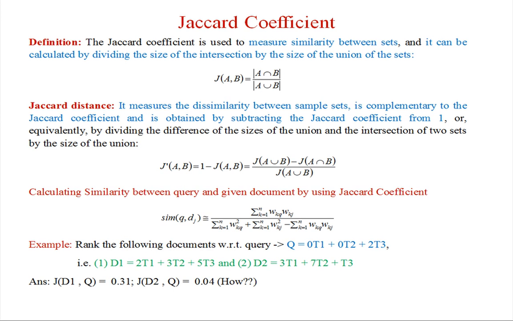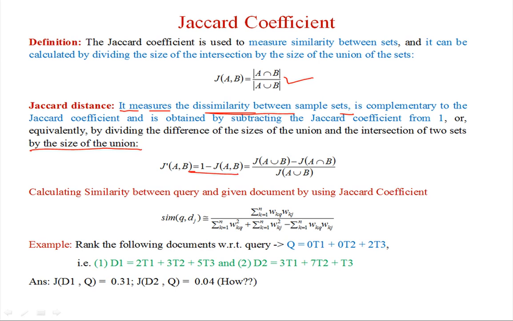Now another similarity measure is the Jaccard coefficient. The Jaccard coefficient is used to measure the similarity between sets, and it can be calculated by dividing the size of the intersection by the size of the union of the sets. It is very simple. Now the other thing is Jaccard distance. Jaccard distance is just 1 minus Jaccard coefficient. Actually, the value of the Jaccard coefficient ranges from 0 to 1. Jaccard distance measures the dissimilarity between sample sets. It is complementary to the Jaccard coefficient and is obtained by subtracting the Jaccard coefficient from 1, or equivalently by dividing the difference of the size of the union and intersection of the two sets by the size of the union.